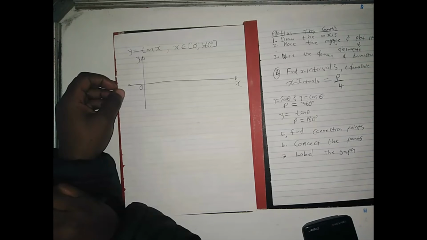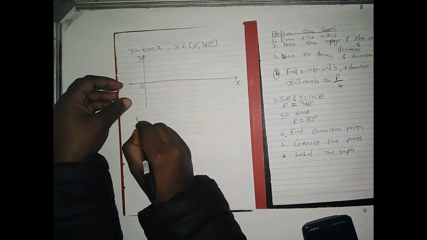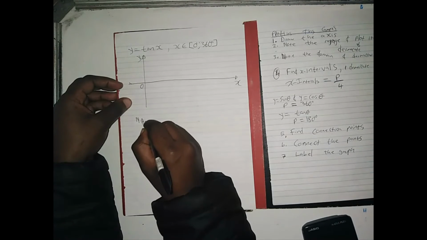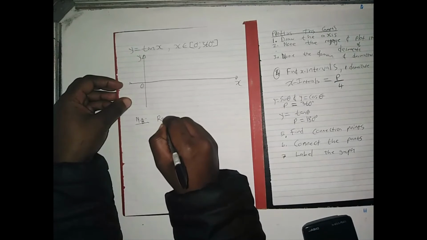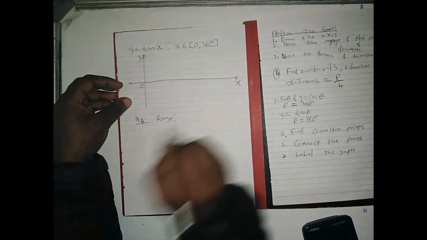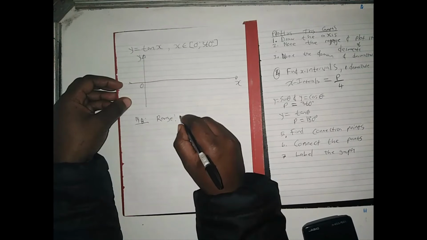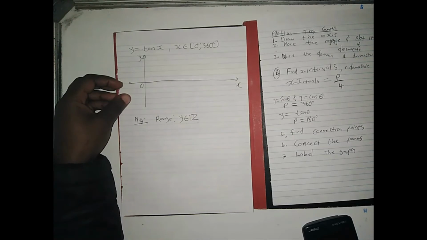And then note the range. Now when it comes to tan theta, there's no range. Let's make that note, NB. Note that there's no range. The range of tan theta is y is an element of real numbers. That means that there is literally no range. So along y, the graph goes up to positive infinity and down to negative infinity. So there are no limits, and it's only the domain that we must note in this particular case.